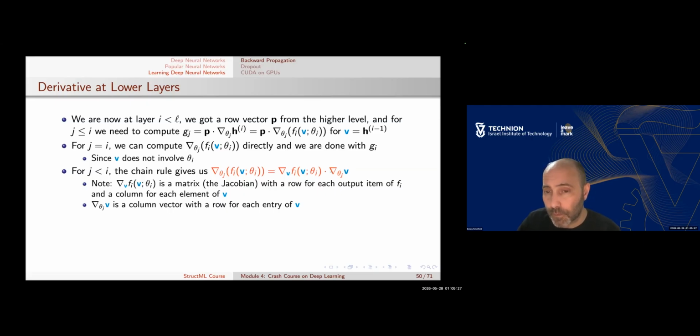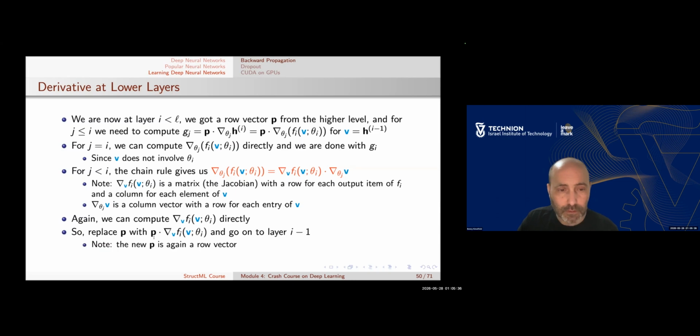This part is the task of the lower layers. Okay, so we compute this part directly, and then what we send to the lower layer is not just p, but p times what we computed here, so that it will actually compute what it takes. P times this part, and then it will compute the derivative on theta j. Okay, so that's the idea.